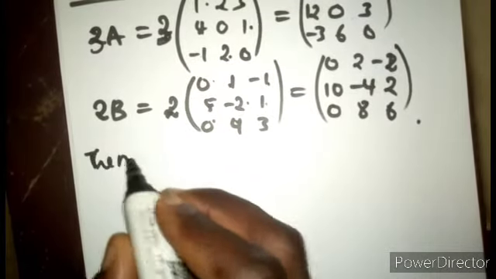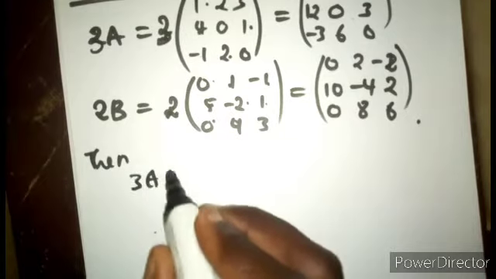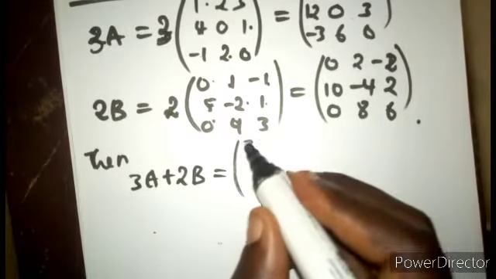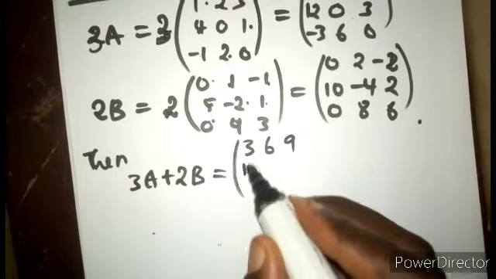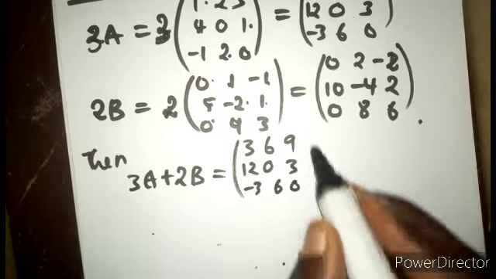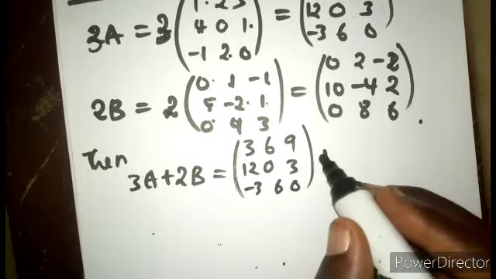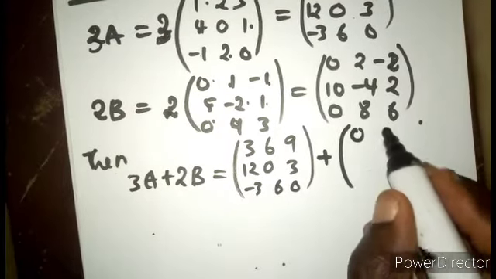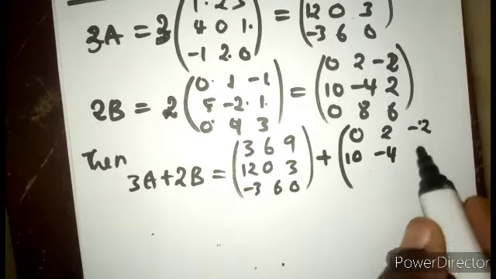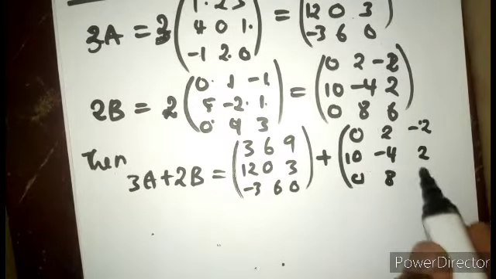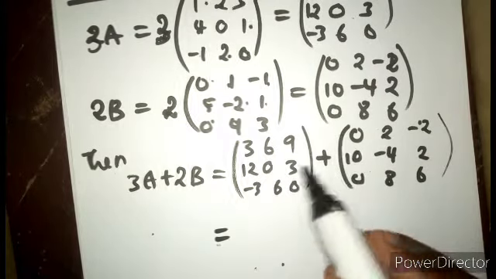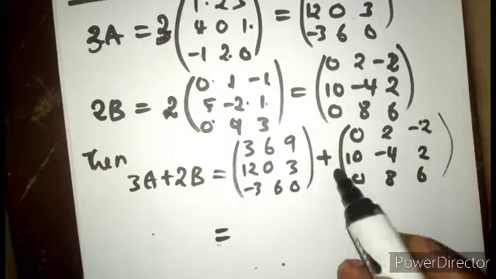Then 3A plus 2B is simply what? 3, 6, 9, 12, 0, 3, minus 3, 6, 0. Okay? Plus 0, 2, minus 2, 10, minus 4, 2, 0, 8, 6. And of course, in matrices, we do addition entry-wise. We saw that in our last period.